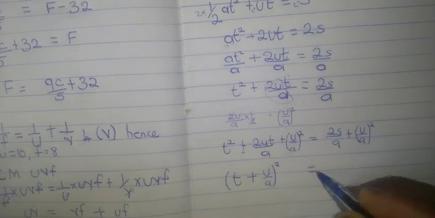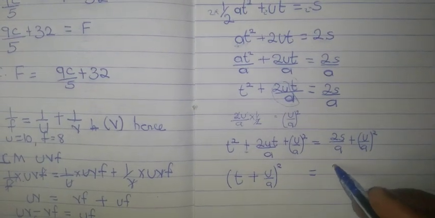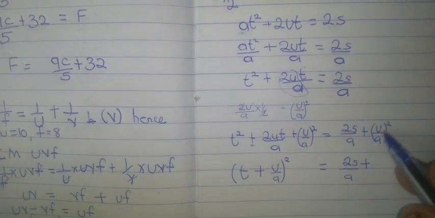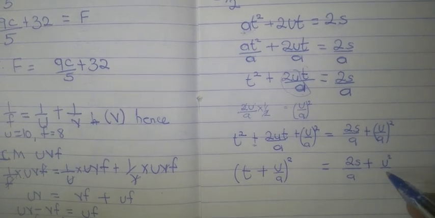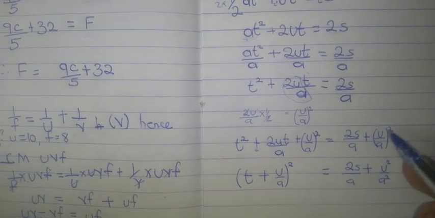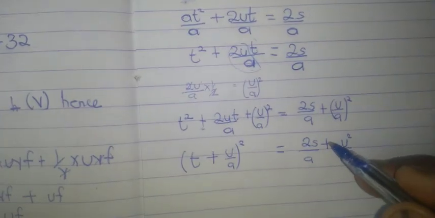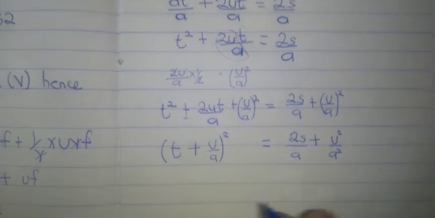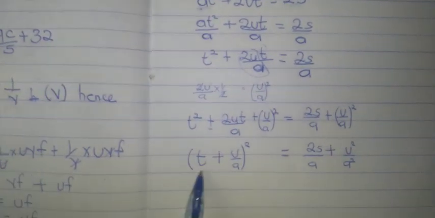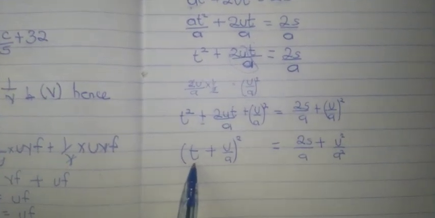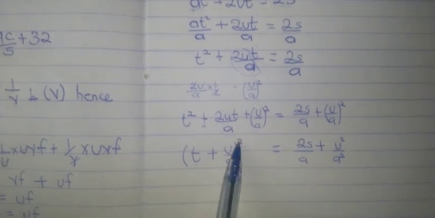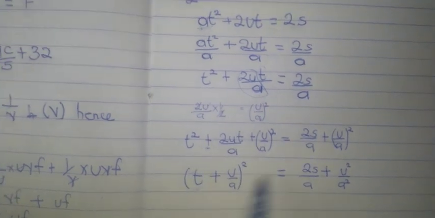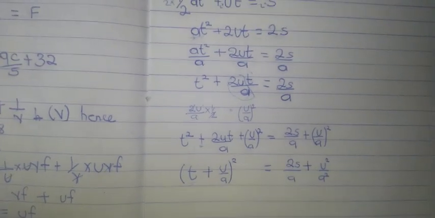So this will equal to 2s over a plus, square this, we get u squared over a squared. Remember the square will square what is up and also square what is down. So after having that, this is the t we are looking for, but it is still bound by the square. So for us to unbound it, we shall make sure we put a square root on both sides.